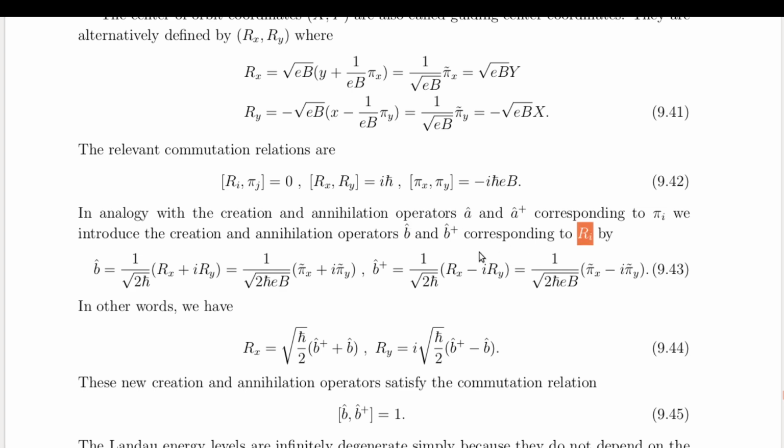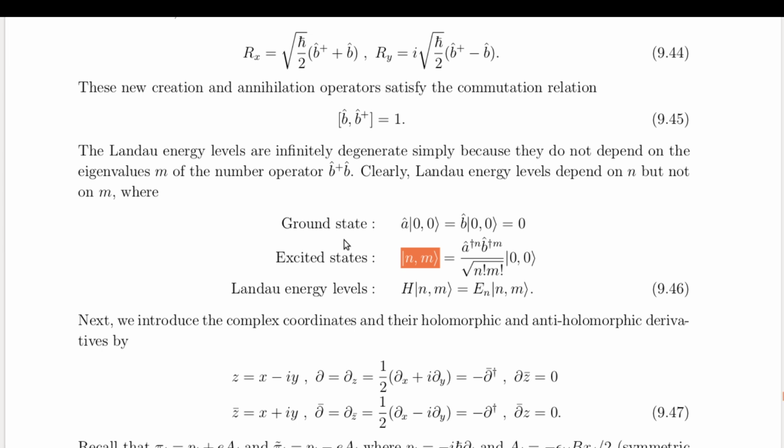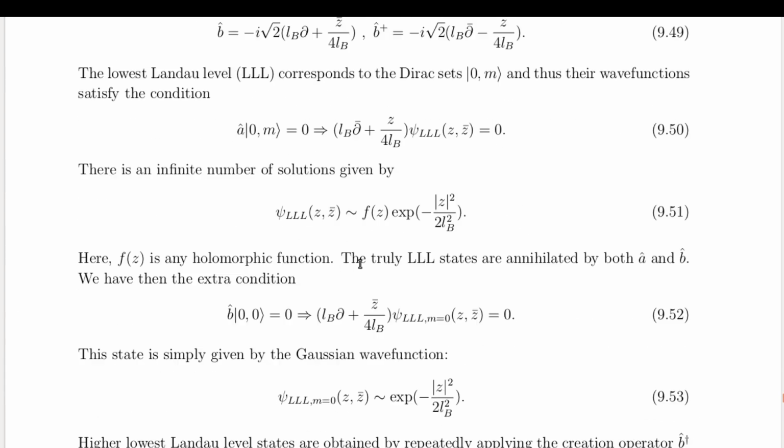Consequently, a quantum state is labeled by 2 integers, n and m, corresponding to the number operators of these 2 sets of harmonic oscillators. As discussed earlier, the quantum number n, associated with the variables hat A dagger of the mechanical momentum, defines the principal quantum number that labels the Landau energy levels. The additional quantum number m, associated with the variables hat B dagger of the center of orbit coordinates, corresponds to the angular momentum quantum number.